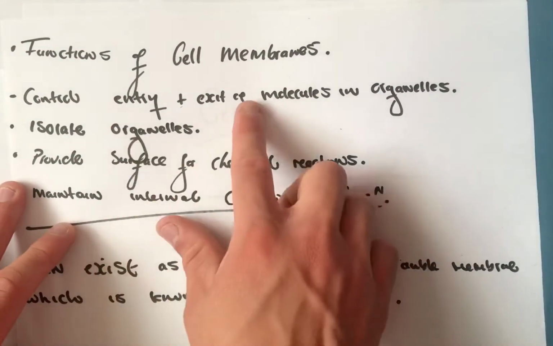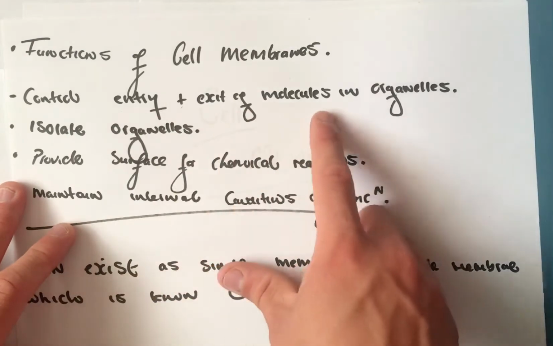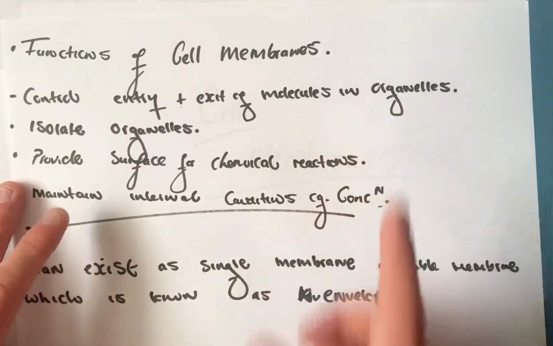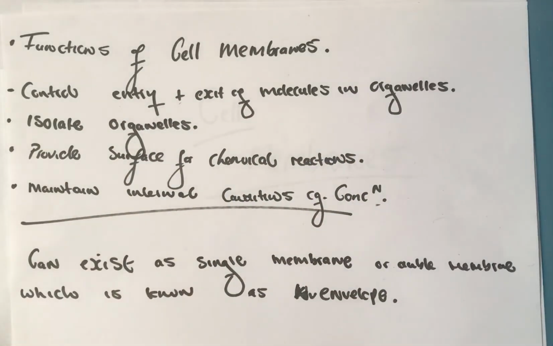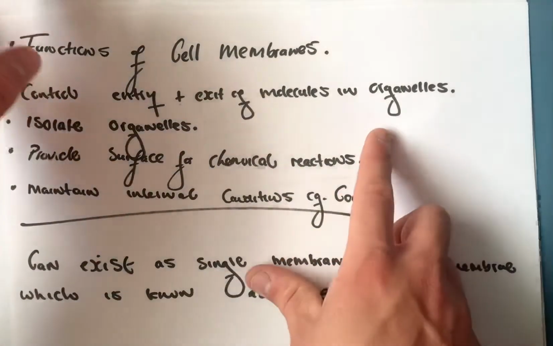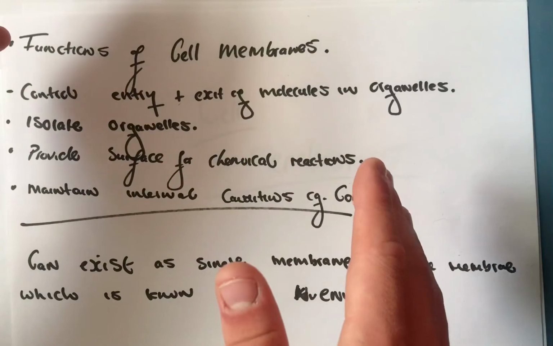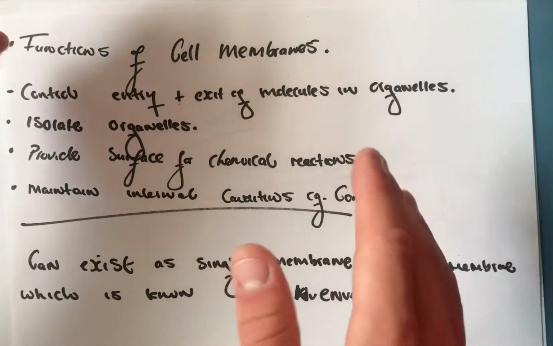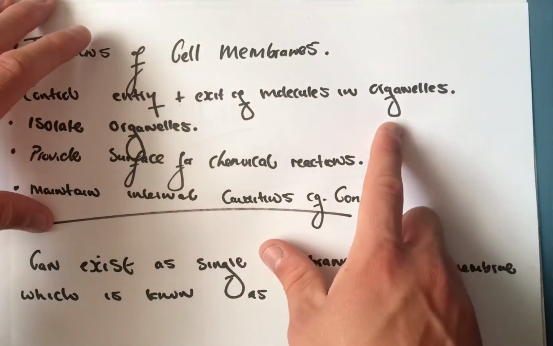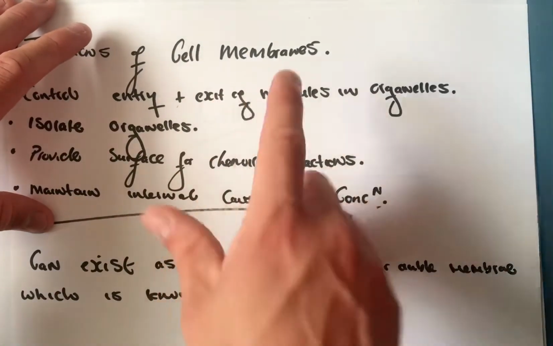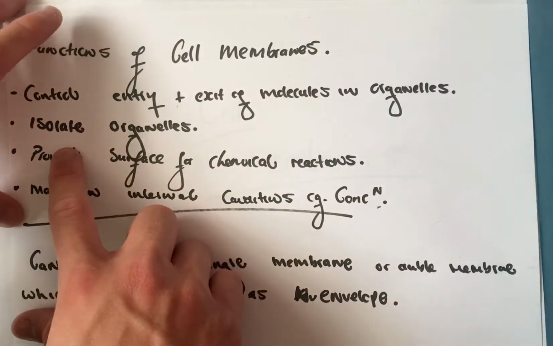So the function of a cell membrane is to control the entry and exit of molecules in organelles. Now an organelle is just a different component of a cell, such as the nucleus, the mitochondria or the ribosomes. In eukaryotic cells, all organelles are encased by a cell membrane. And then that leads me on to my second point.